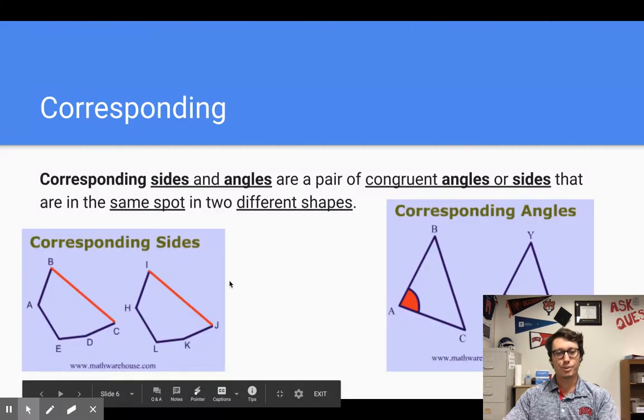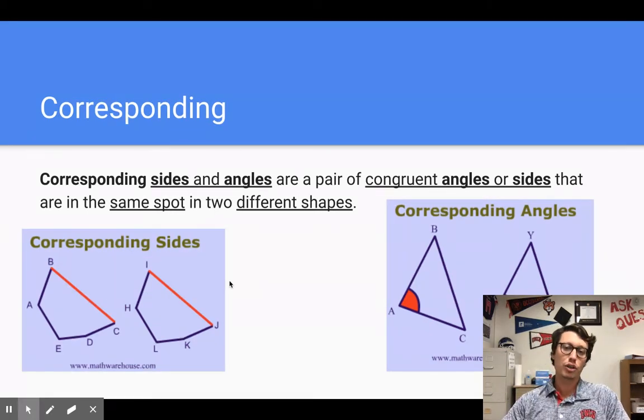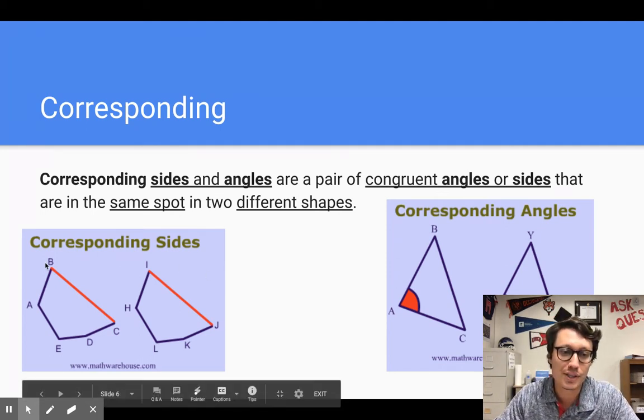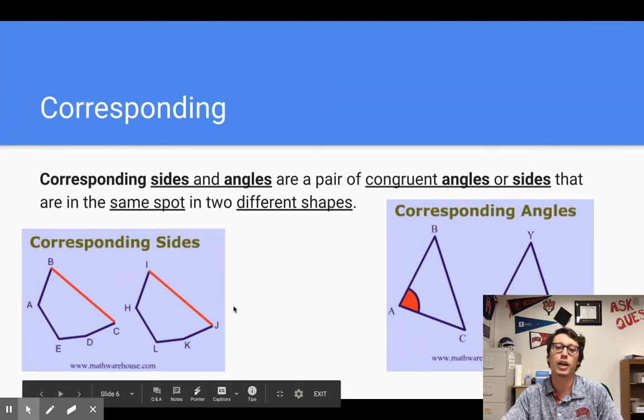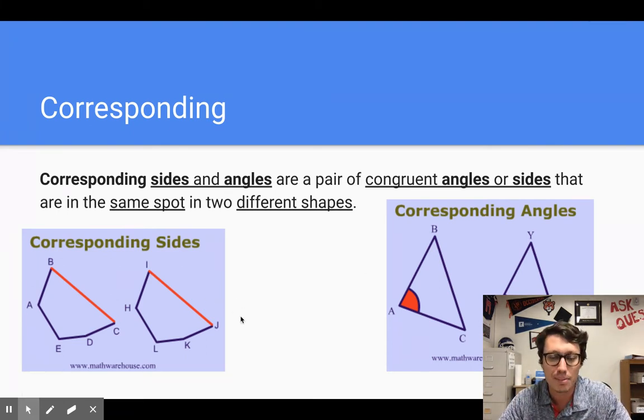Okay, now corresponding sides and corresponding angles are a pair of congruent angles or congruent sides that are in the same spot but in two different shapes. So in this example, corresponding sides, side length BC is corresponding to side length IJ. They are congruent. They're in different shapes. They have different names, but they're in the same place in congruent shapes.